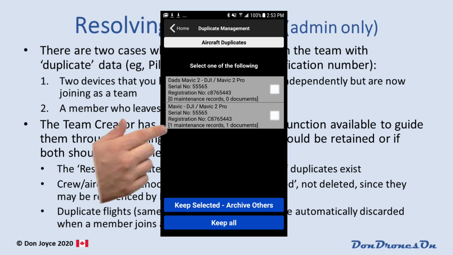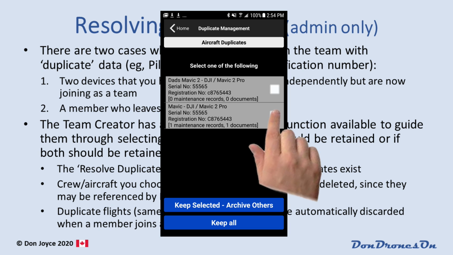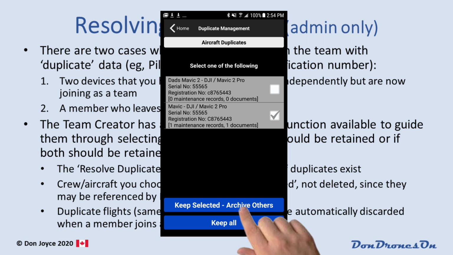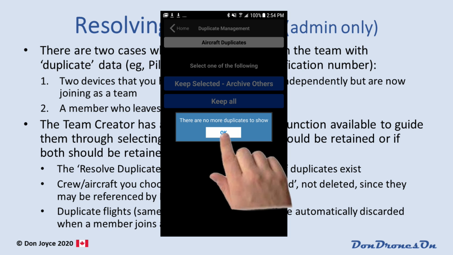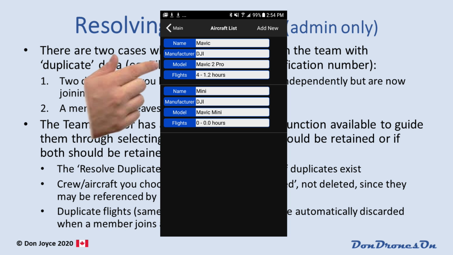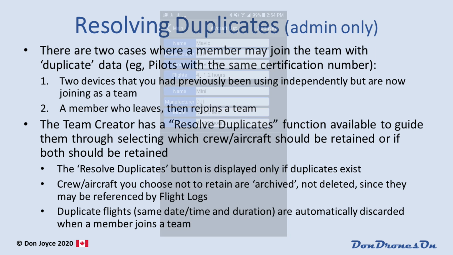And you can see on this list that one of them has maintenance records and a document. So clearly that's the true master. So you would select that one and hit the button that says Keep the Selected Item. And now the one that I didn't check will be archived. If there are other duplicates in your database, it would show them, but in this case, it shows that there are no more duplicates. So I hit OK. And now if I go to my aircraft list, you can see that my duplicate Mavic 2 has disappeared.